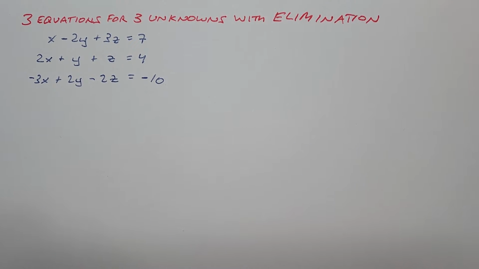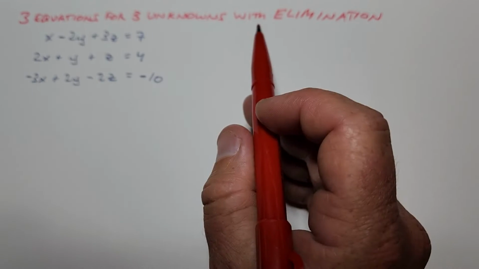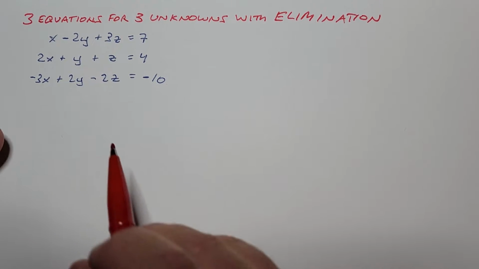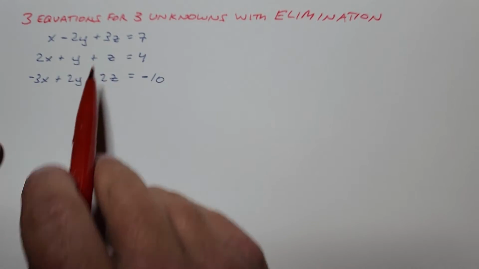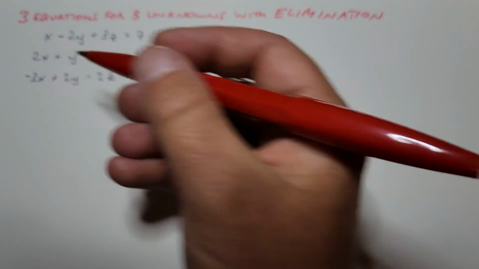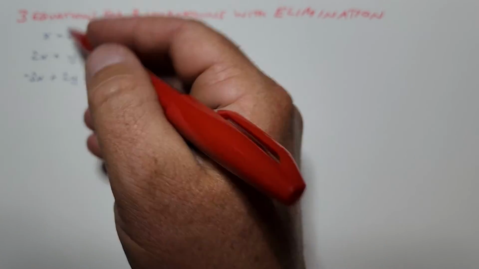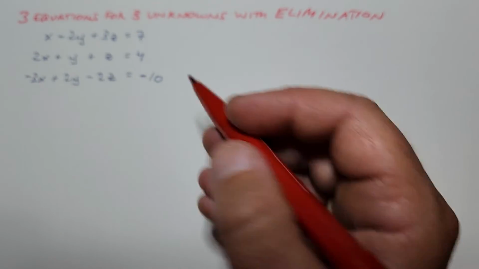All right, everybody, let's take a little look at solving 3 equations for 3 unknowns with elimination. I'm going to do this one by eliminating this variable z. There's lots of different ways you could do it. You could have chosen the x variables or the y, but I'm going to choose z.